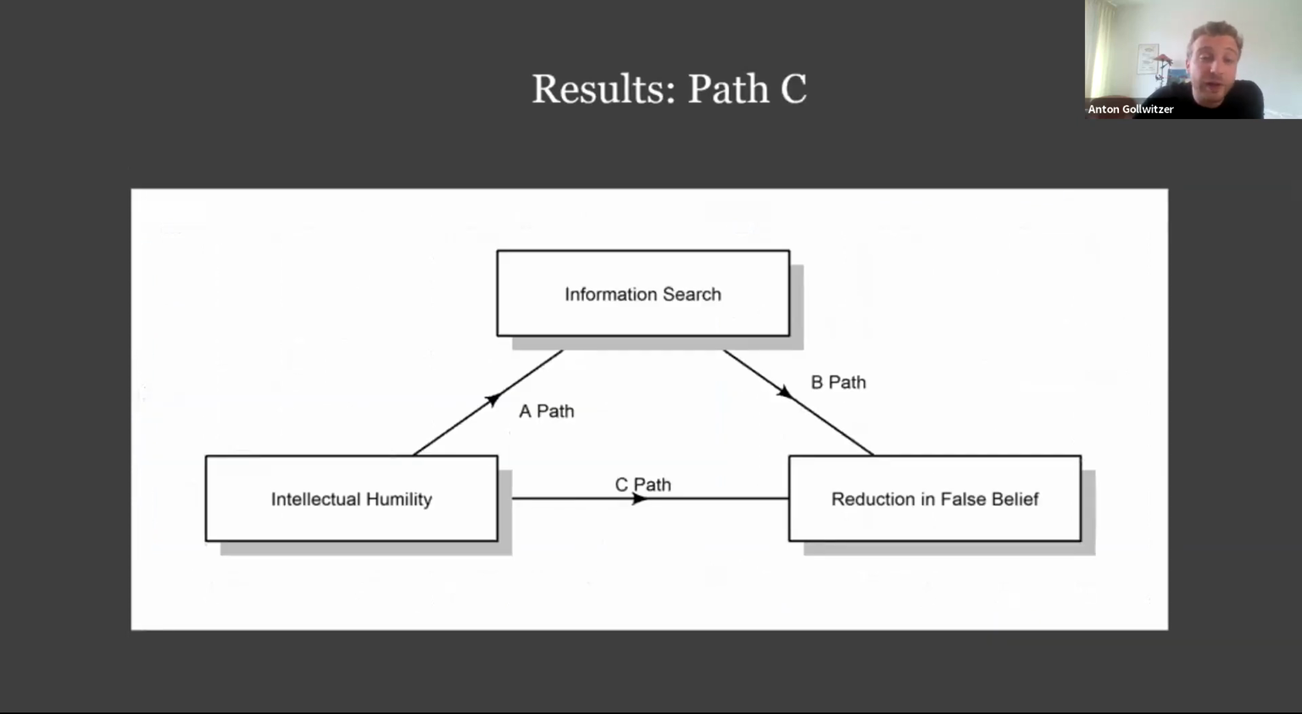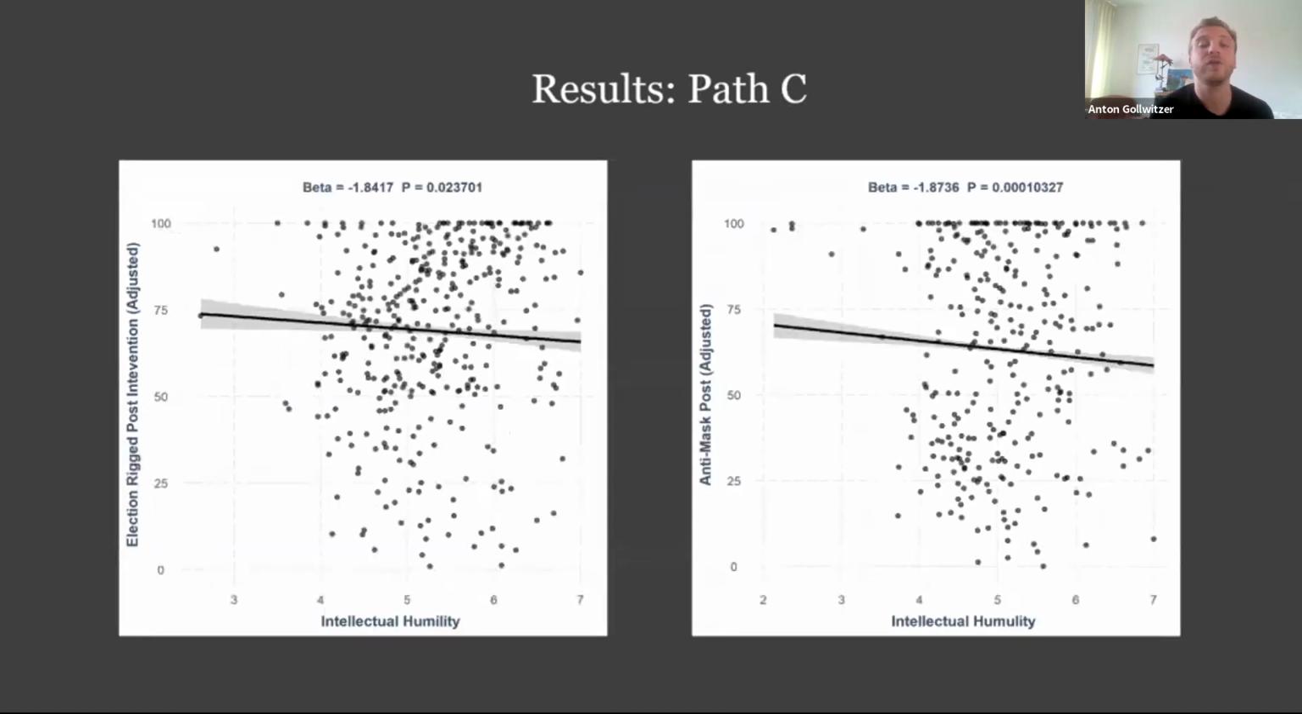Okay, so finally, let's consider C-path. We did path A and path B. C-path is basically, does intellectual humility predict a reduction in false beliefs? And we find that it does. So the higher people were in terms of intellectual humility on the x-axis, the more their false beliefs reduced on the y-axis. So at least tentatively, I mean, this is correlational, it's not causal, it suggests that intellectual humility can effectively reduce people's false beliefs, and that it does so by encouraging people to consider counter information and opposing evidence.